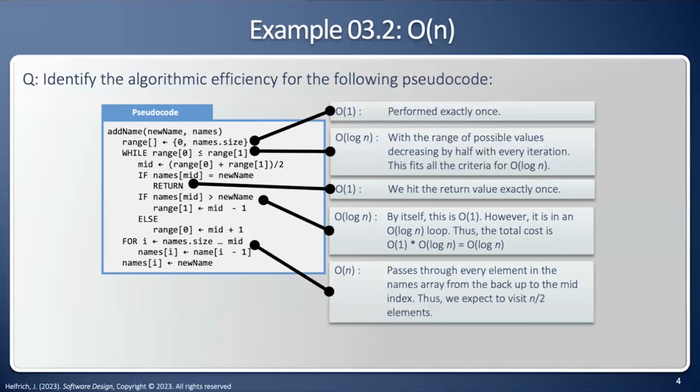Now, the question is, where is mid? If mid is at the end of the list, then it's going to be O sub 1. If it's the beginning of the list, it's going to be O sub n. But on average, it's going to be somewhere in the middle. And somewhere in the middle is O sub n divided by 2.